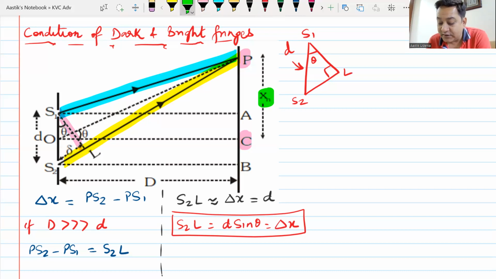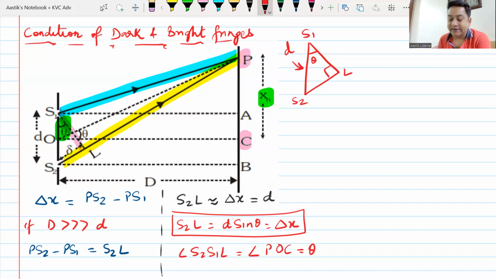prove it by simple trigonometry that the angle theta between S2 S1L and S2 S1L, the angle S2 S1L P OC, is equal to angle theta. This will also happen only when the distance is very large. Do you understand this? Yes, sir.